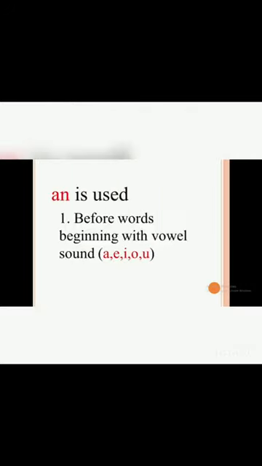Let us see the usage of an. An is used before words beginning with a vowel sound. Words which begin with a vowel sound, we have to use an. Look at the examples. First one, an apple. The word apple starts with the vowel letter A. It produces a vowel sound. So we have to use an before the vowel sound.